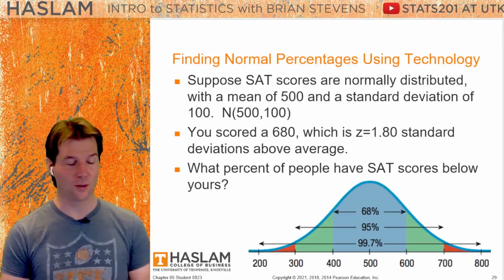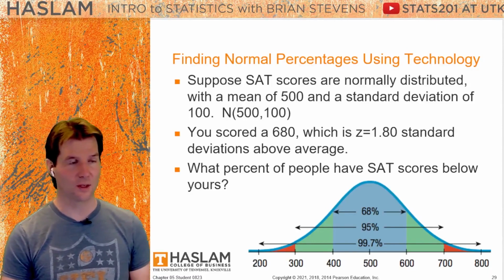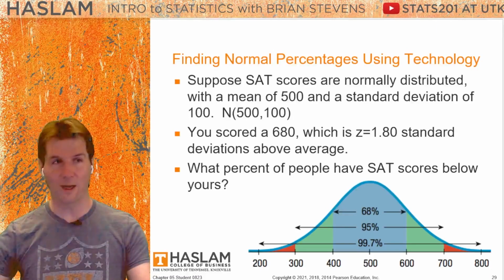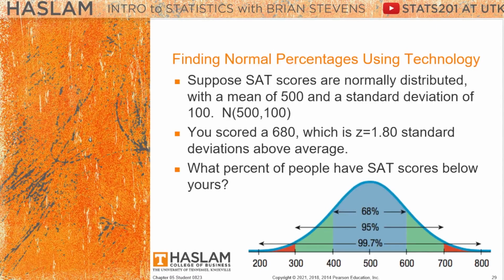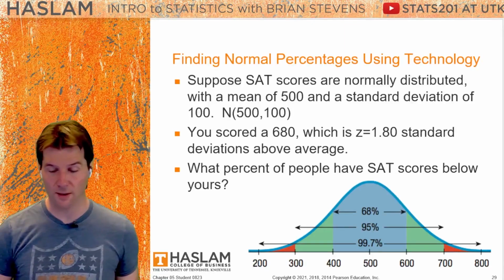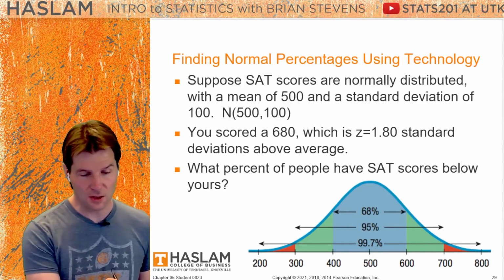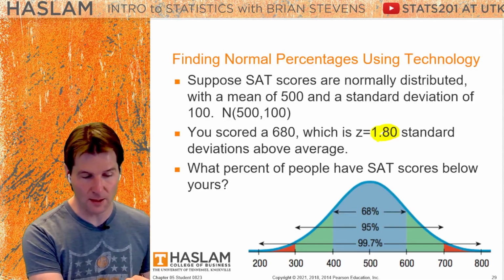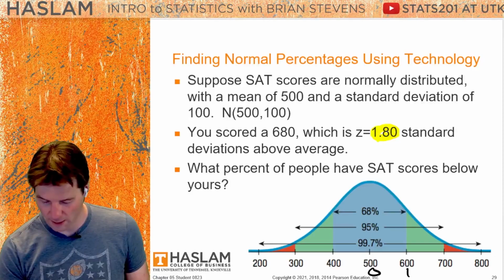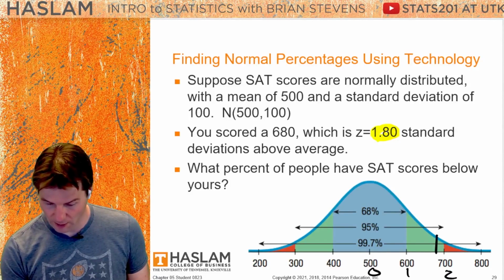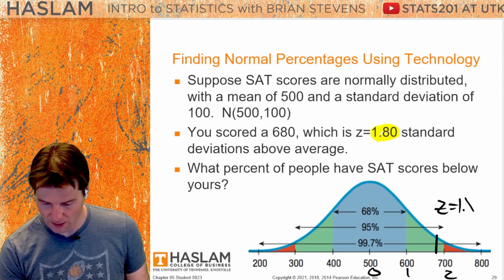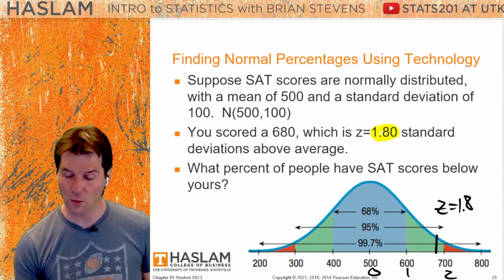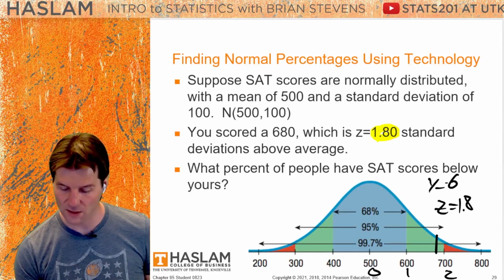So we also can solve this using the applets. So take a look at this question right here. What do we have? You'll notice that this is about SAT scores. A z-score of 1.8 means the person was 1.8 standard deviations above the mean, which you can tell, looking at this, they would be right over here. That's where a z of 1.8 is. And that is a score, an observation of 680.